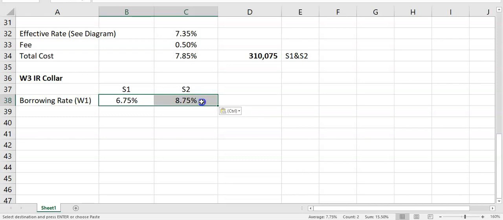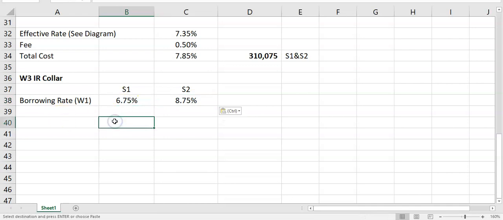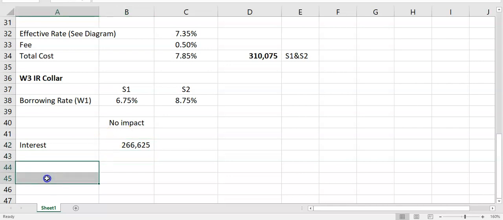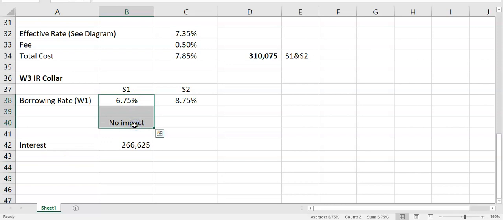outside the collar. So for example here, scenario 1, the floor is 5.9%. You are above the floor and you are below the cap, so no impact. That's fine. It's within 5.9 and 7.9, so the interest here will be 6.75% times 3950 million, 266,625. And then we have to do the fees at the end, which we'll come to. But because that's within the collar, there's no issue.